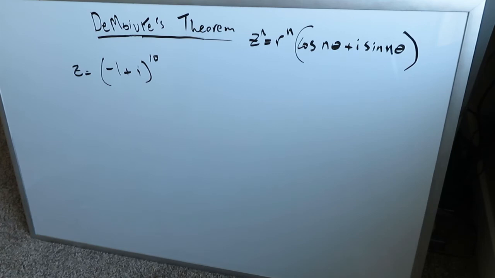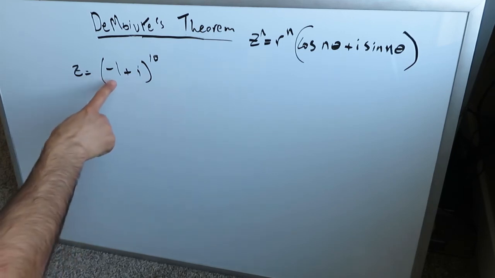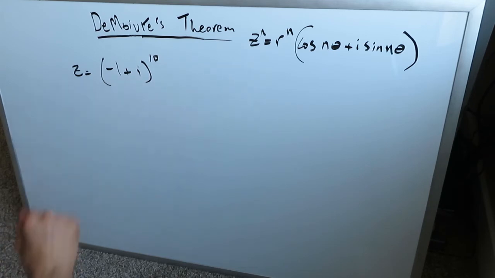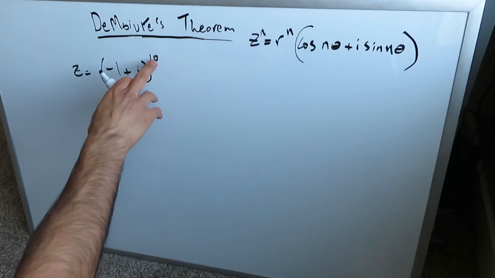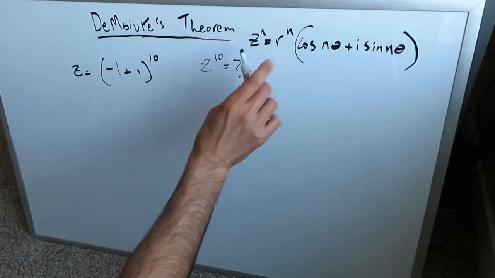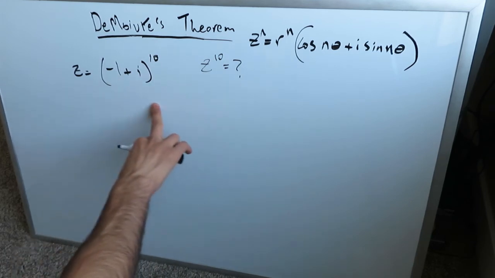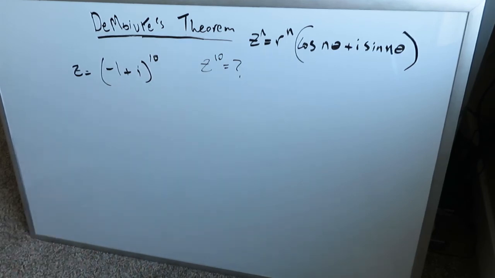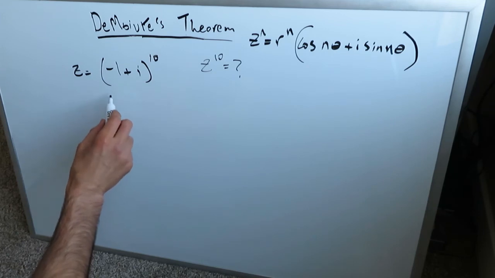In this case over here, our complex number z is equal to minus 1 plus i. Remember again the real number component and the imaginary component. We basically have this entire complex number to the power of 10, and we have to determine what z to the power of 10 is equal to using that, but only after we've converted this basic form into its polar form.